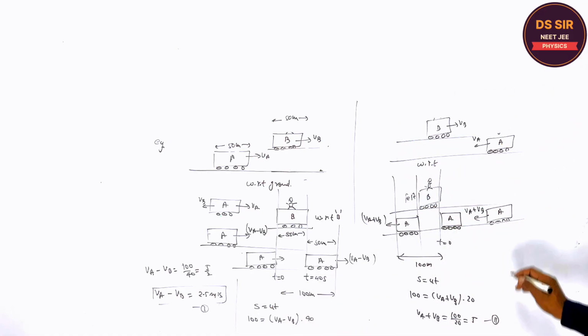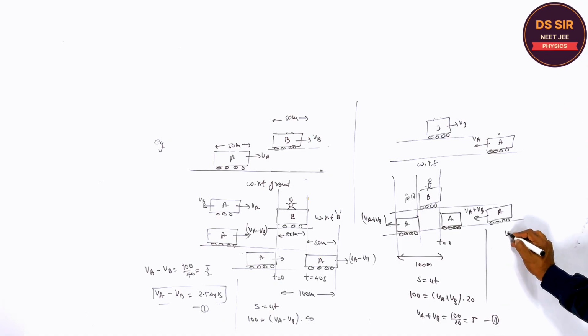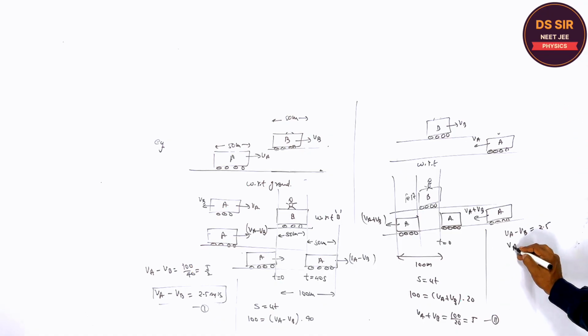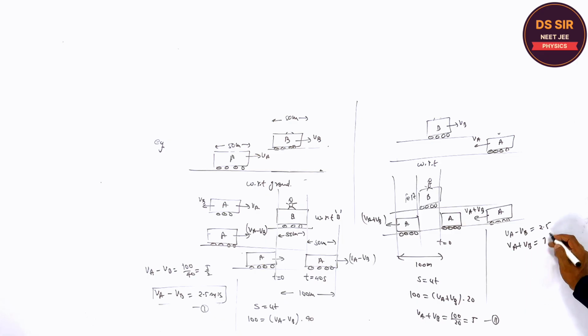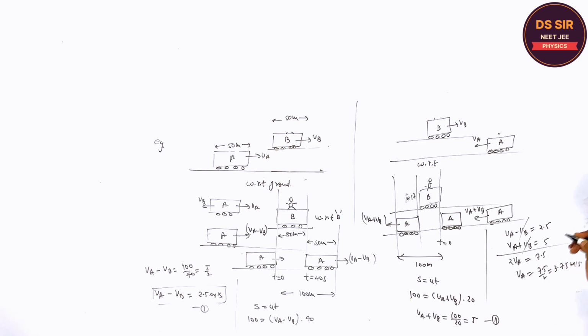This is the one equation, this is the second equation. Now you can simplify both and you can get the answer. VA minus VB is equal to 2.5. VA plus VB is equal to 5. So if you add them, 2 VA is equal to 7.5. VA velocity is 7.5 by 2, 3.75 meter per second.